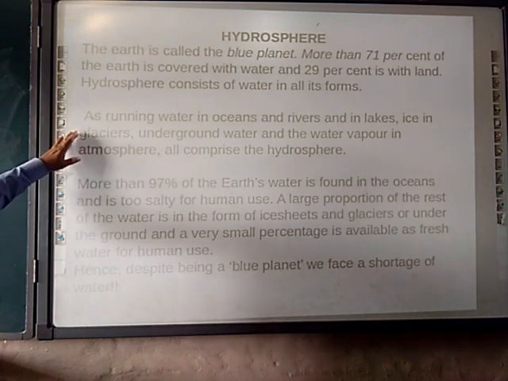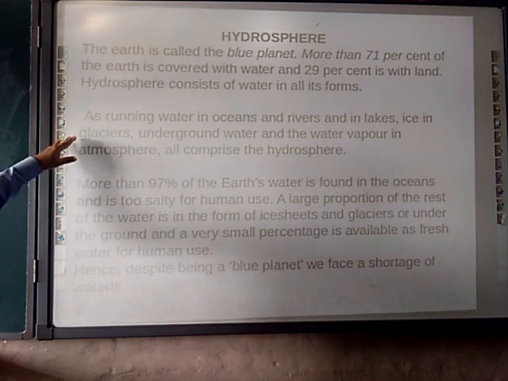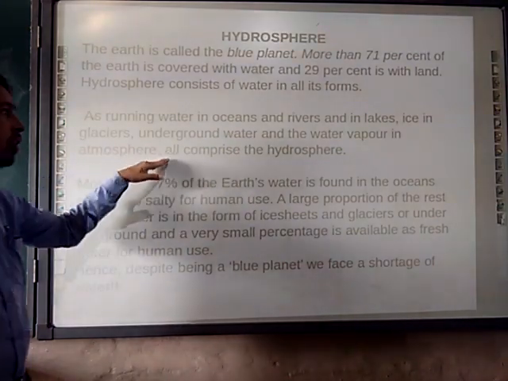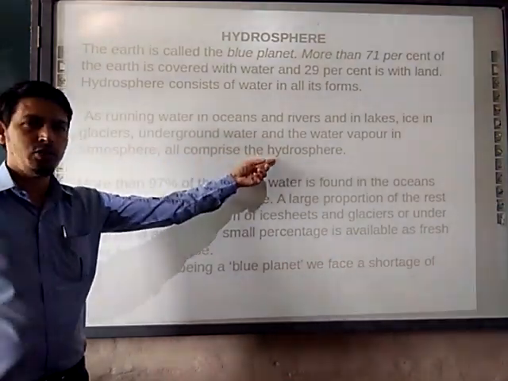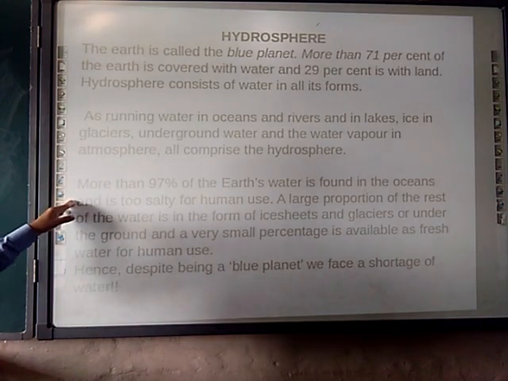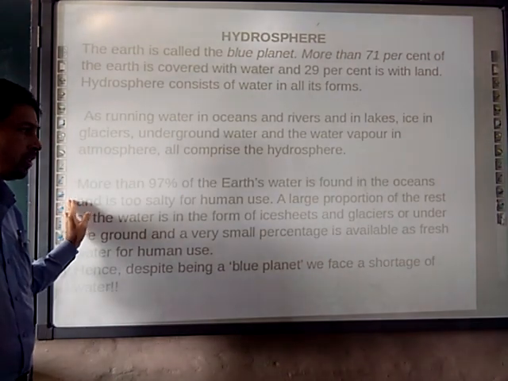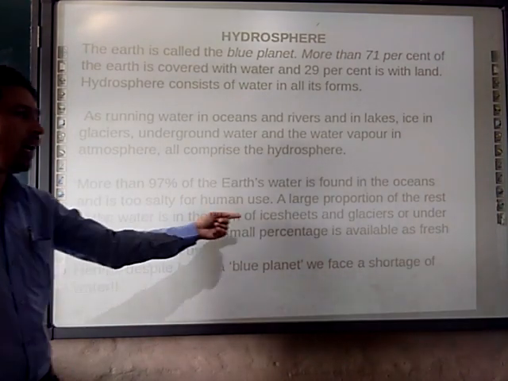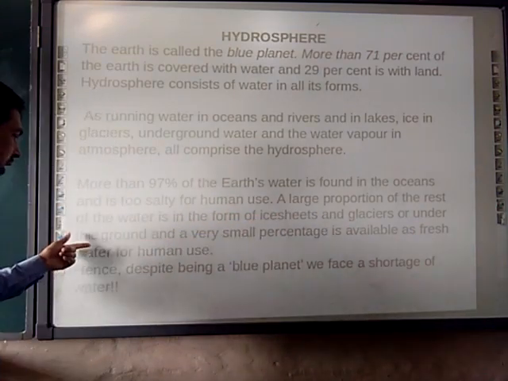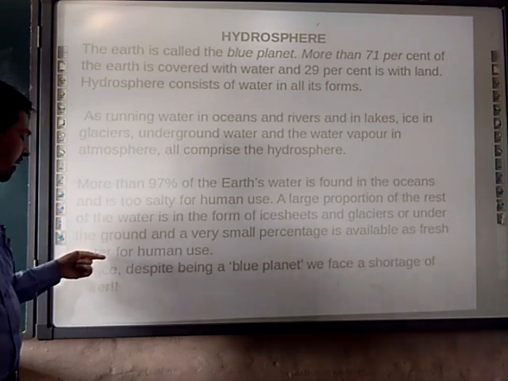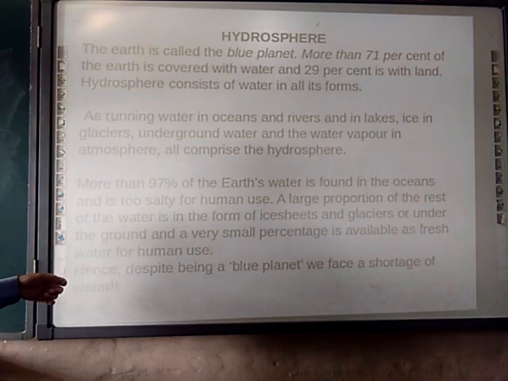Running water in the oceans, rivers, lakes, ice, glaciers, underground water and the water vapor in the atmosphere all comprise the hydrosphere. More than 97% of the Earth's water is found in the ocean and it is too salty for humans to use. A large portion of the rest of the water is in the form of ice sheets and glaciers or under the ground, and a very small percent is available as fresh water for humans.